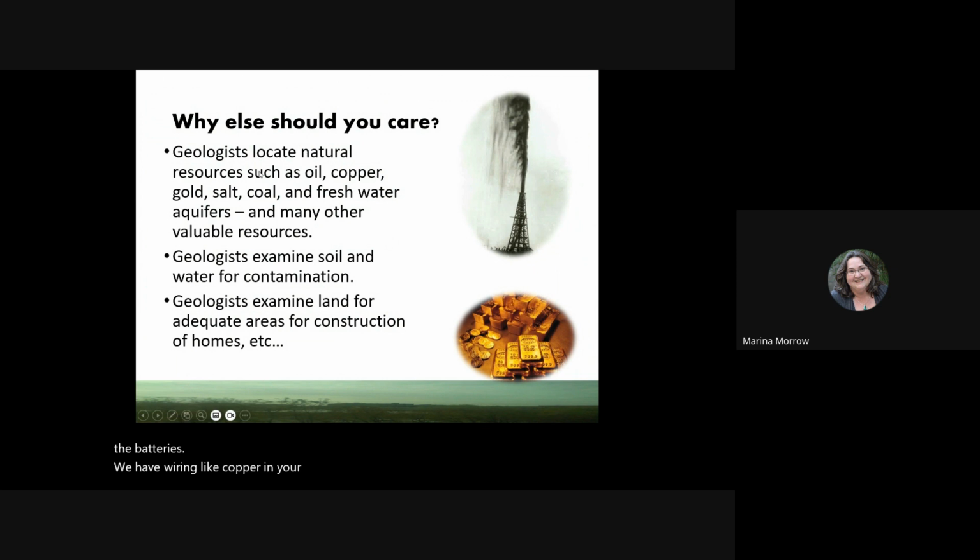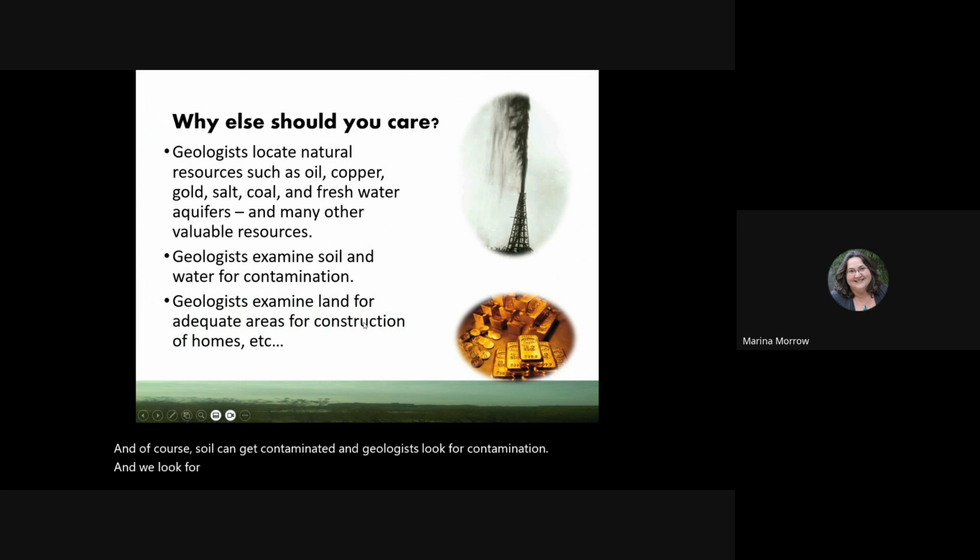Is your home lit by natural gas? That's another resource that comes along often in the same location with oil. We'll talk about that. Did you drink water today? Probably that came from an aquifer. So anyway, geologists often are the ones who will seek these things out because they are treasures hidden in the earth.